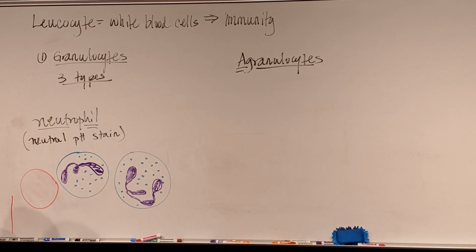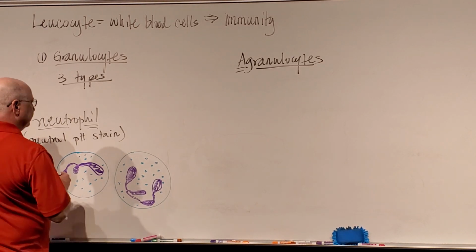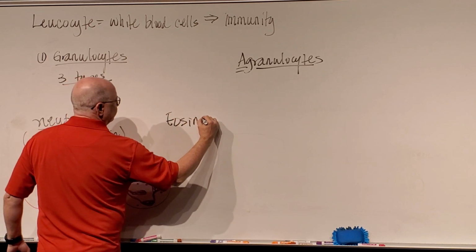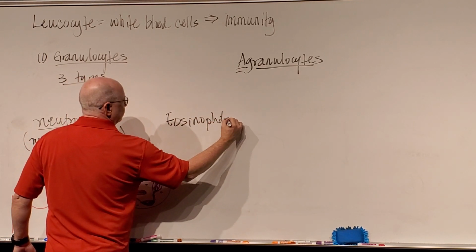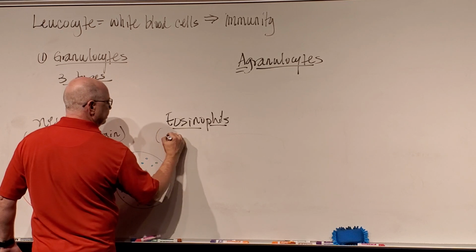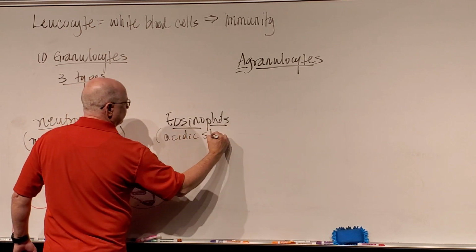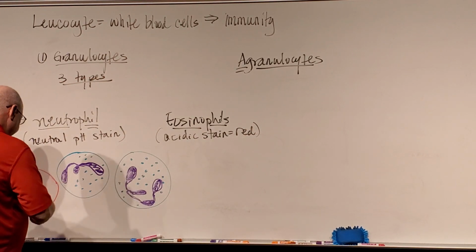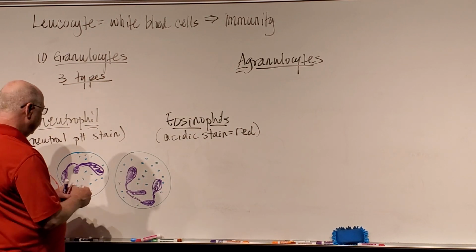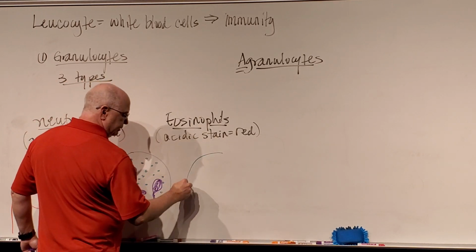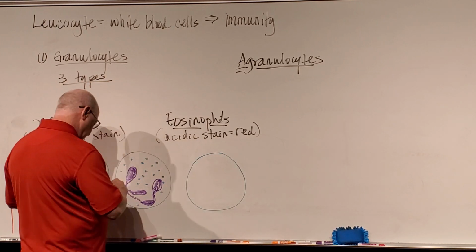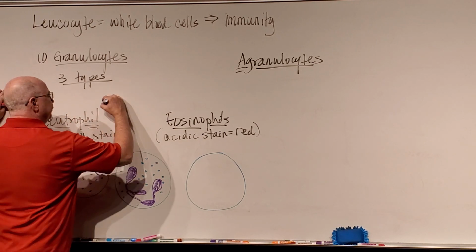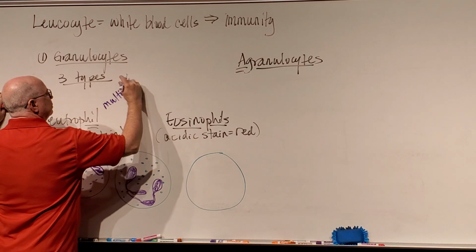Now the second major type of granulocyte we could look at is called a basophil, or let's look at eosinophils. Eosinophils tend to love this dye called eosin, and so they pick up an acidic stain, and it's red in color. So when we look at an eosinophil, eosinophils look about the same size as a neutrophil, but they tend to have what we call a bilobed nucleus. So we know neutrophils have multilobed nucleus.